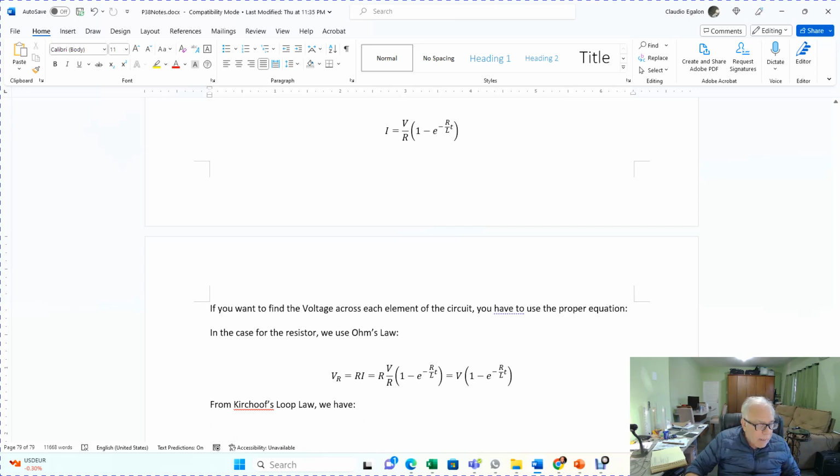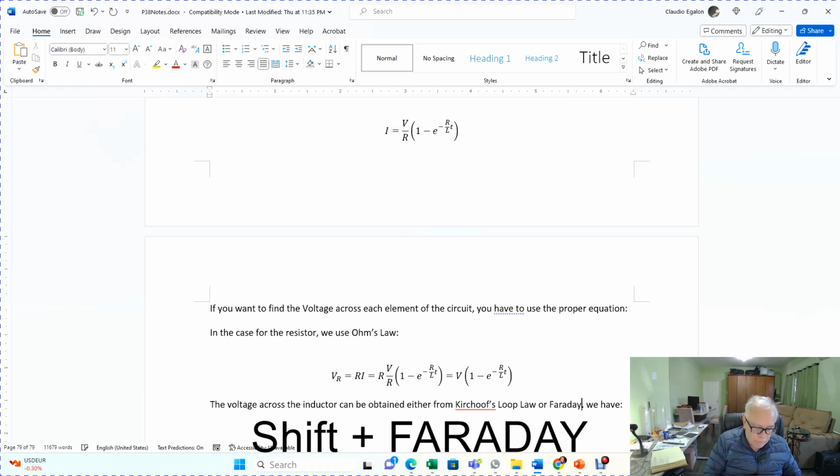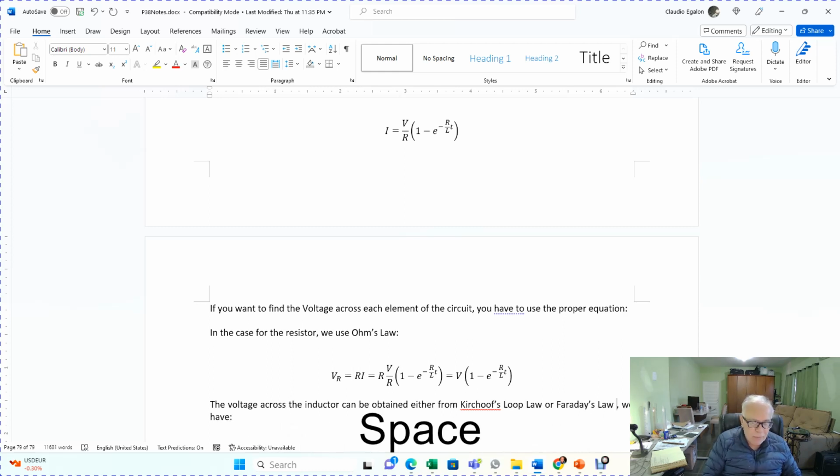But there is another way. Here you go, let's write that down. The voltage across the inductor can be obtained either from Kirchhoff's loop law or Faraday's law. Faraday's law in the format for the inductor.